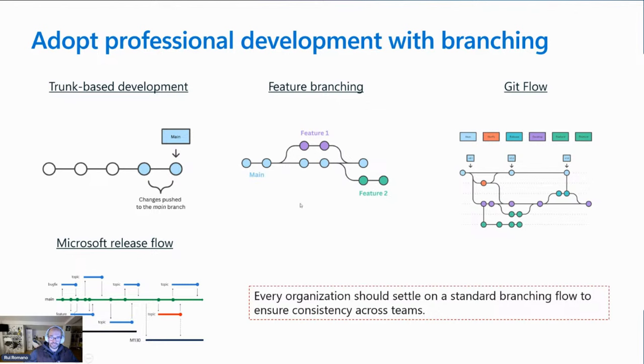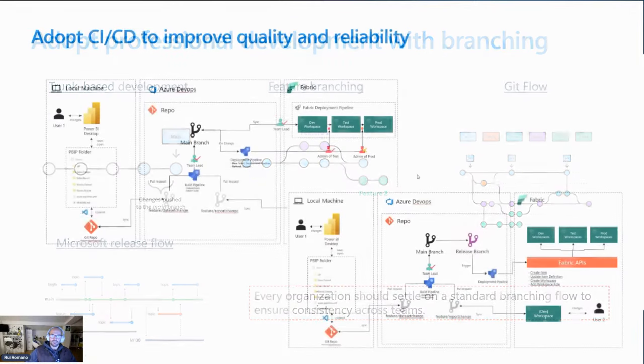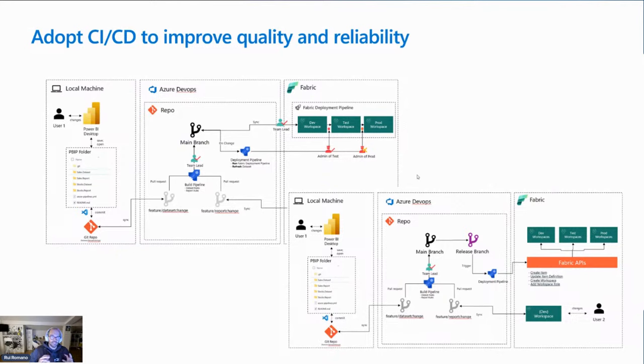The one that I see most often is feature branching, where you have the main branch, and whenever a developer wants to do something, like create a new measure, they create a feature. They work in isolation on an isolated branch, and whenever it's ready, they do a pull request to the main branch. This will also let you adopt CI/CD patterns, and this is where things start to really pay off. It's complex, and someone needs to manage it, but whenever you adopt this, it will significantly improve not only the quality but also the reliability of your analytics projects.